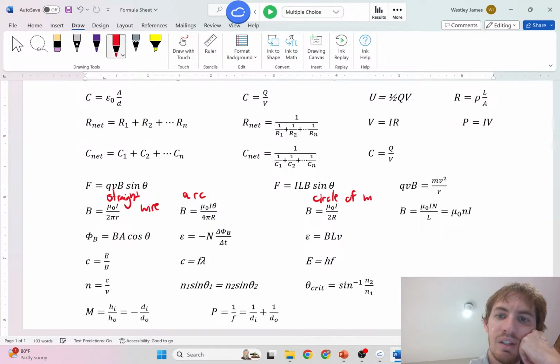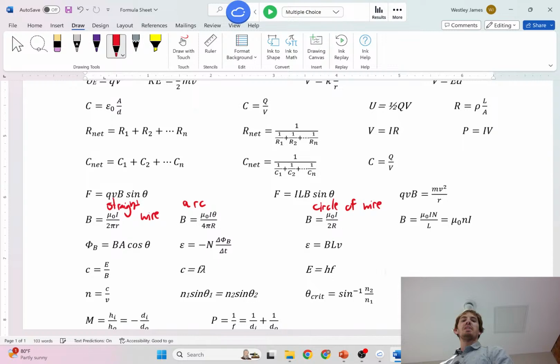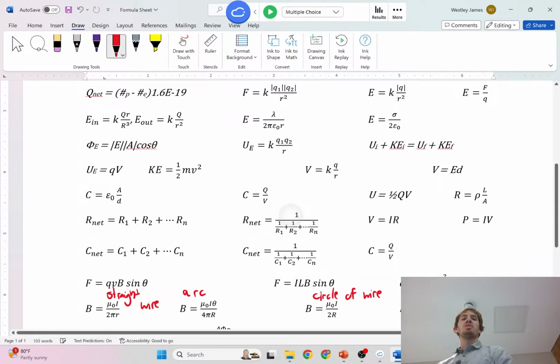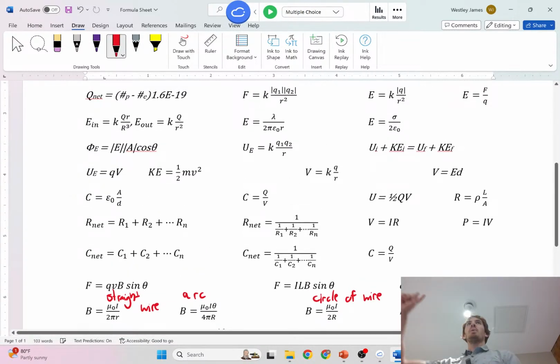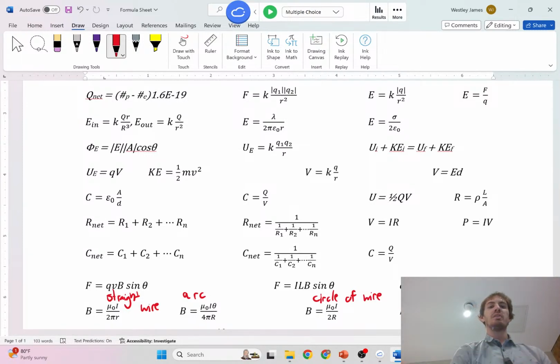Every single one just says B equals. This is kind of like before when I taught you the electric fields due to a point charge, a plane of charge, a line of charge, and a sphere of charge. Up here, there's 1, 2, 3, should be a fourth one maybe somewhere. Yeah, 4 equations for electric field. Doesn't say which one's which.